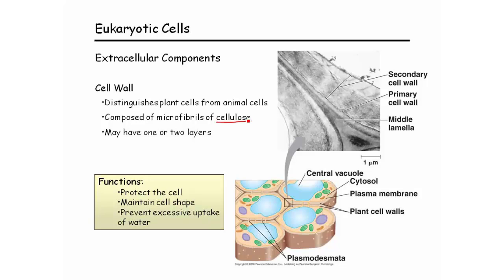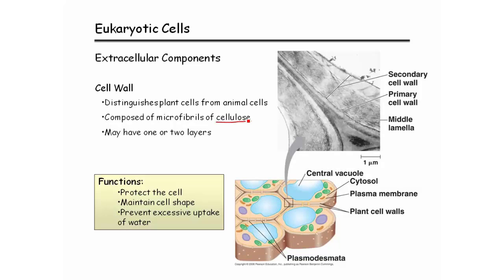First of all, it is going to protect the cell because this is a rigid box that is around the outside. So it's going to protect the cell from attack from things like insects. It's also going to help maintain the cell's shape. So it's going to help protect it from mechanical forces, so from being squished, for example.